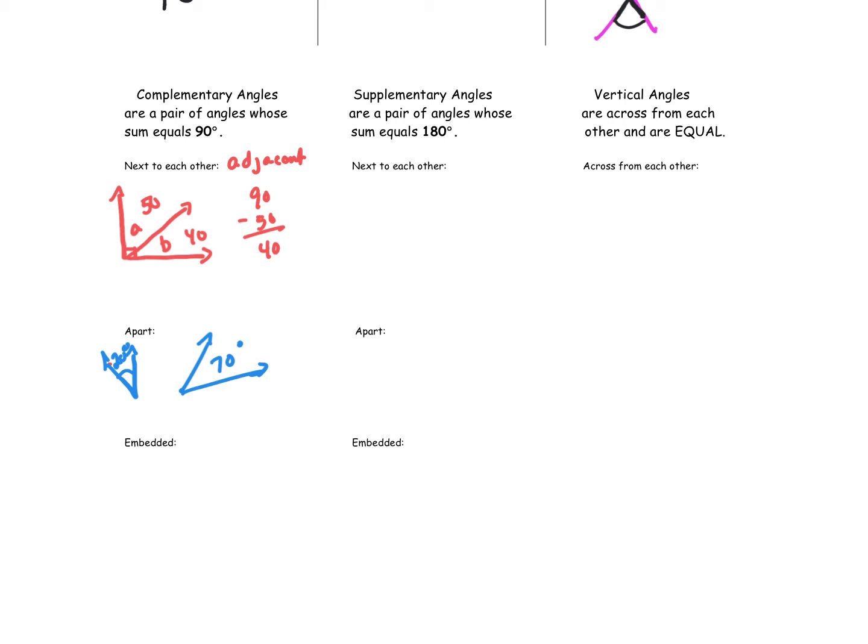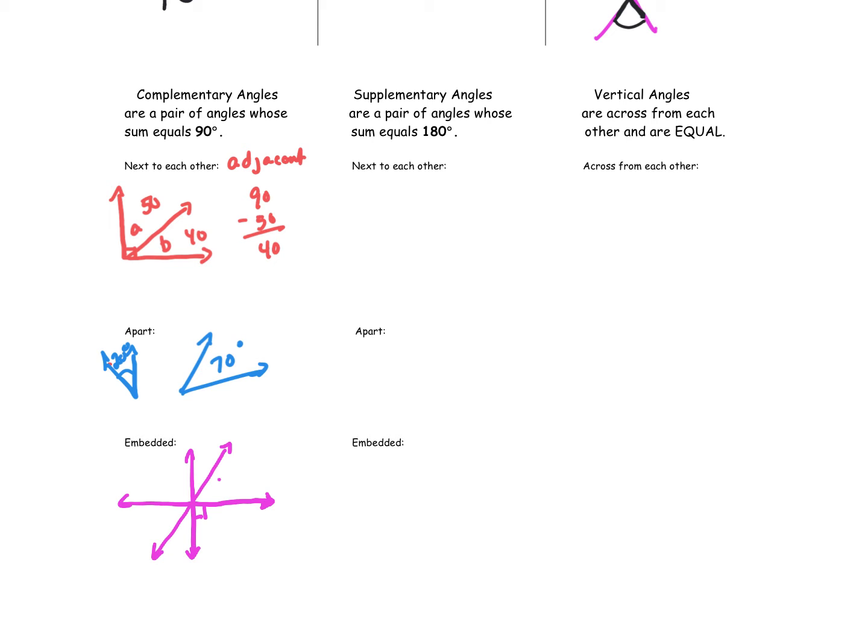Please copy down this diagram with me. We're going to have two perpendicular lines, which means that this forms a 90-degree angle. And then we're going to have another intersecting line that comes through the vertex. And by embedded, I mean that there is at least one pair of complementary angles.